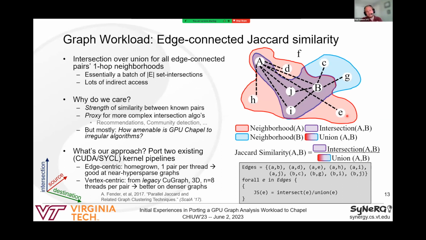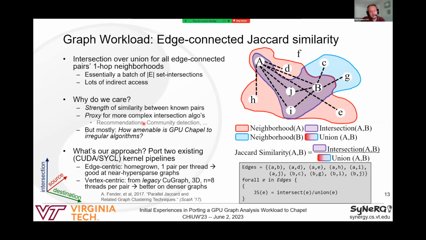So our workload is called edge-connected Jaccard similarity. Jaccard similarity is a very old metric. It's like 100 years old or something, but it's just the intersection over the union for 2 sets of stuff. But when we apply it to a graph, we do that for every single pair of vertices that are connected by an edge. So it's essentially a batch of order E set intersections, which means there's a lot of indirect access. And there's approaches in the literature to help with that, but this is GPU land. We can just oversubscribe a whole bunch of threads and use fast context switching to hide a lot of that too. So that's the way our code's written. It's not designed for CPU. It uses no-ops and things like that to keep GPU threads behaving the way GPU threads should.